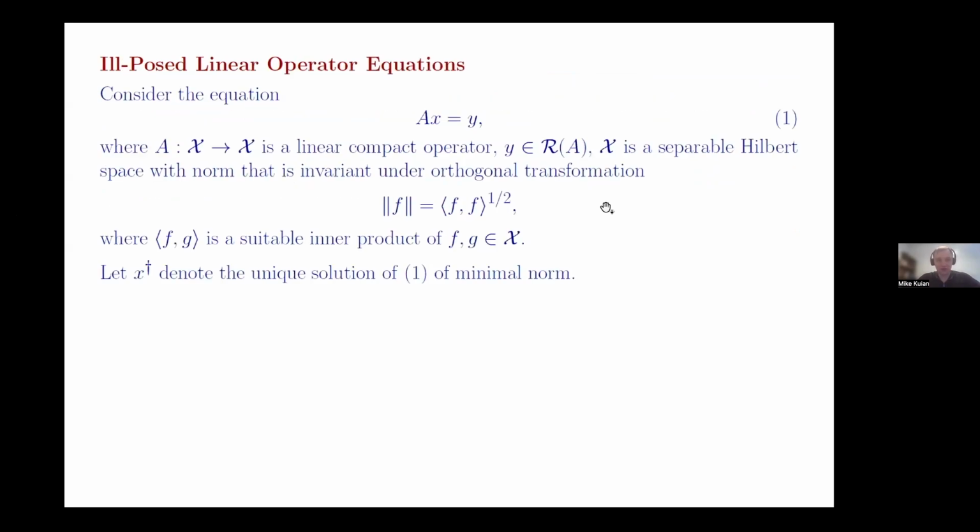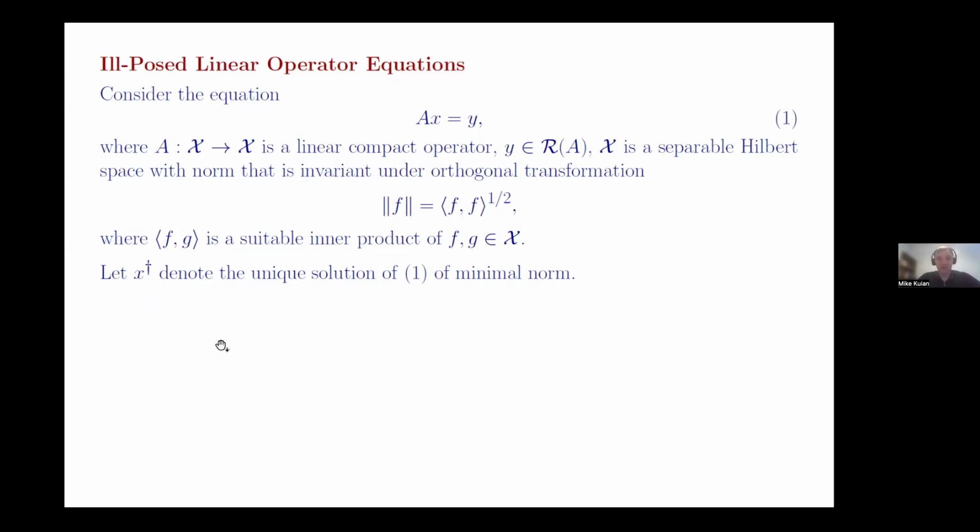Let's consider equation number 1: Ax equals y. A here is a linear compact operator that acts on a separable Hilbert space from X to X. Of course, we define an inner product on the Hilbert space. Let x dagger denote the unique solution with minimal norm of operator equation 1. We also call it the least squares solution.